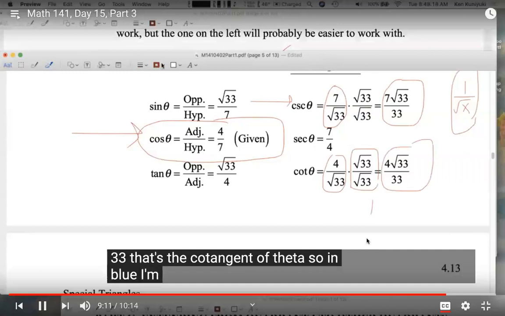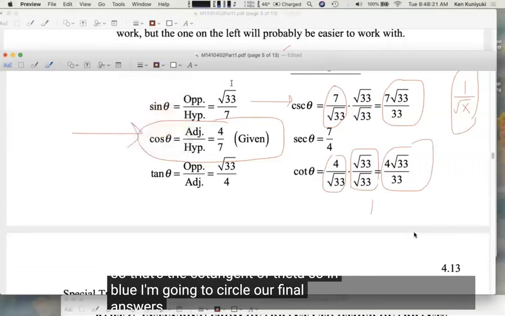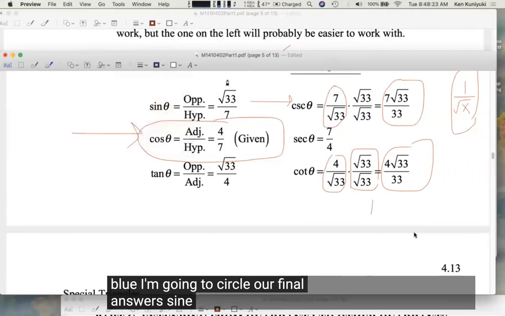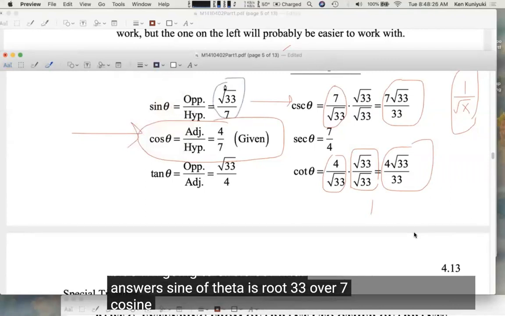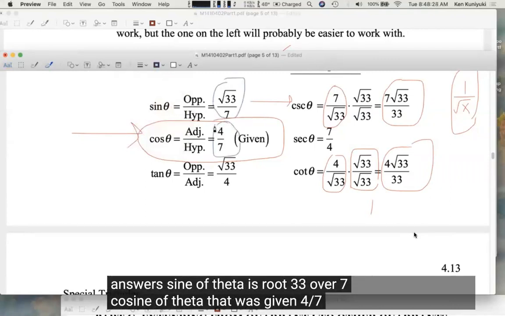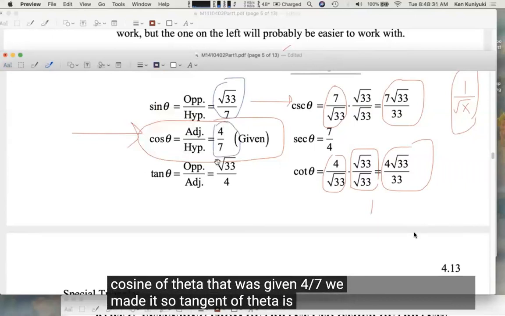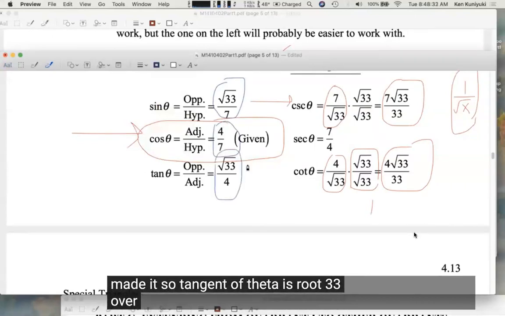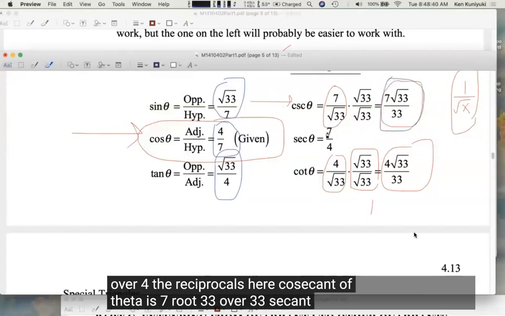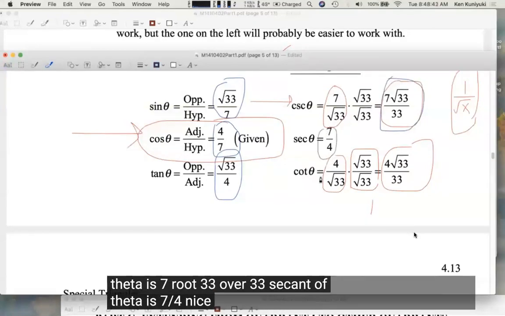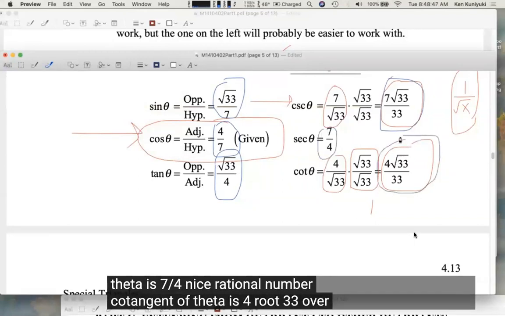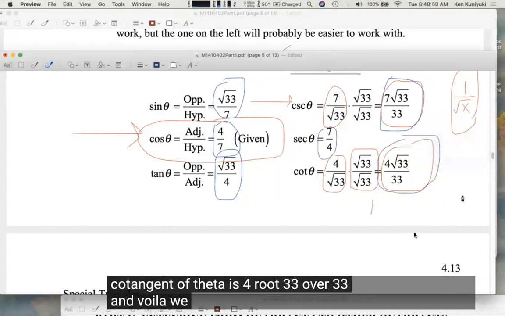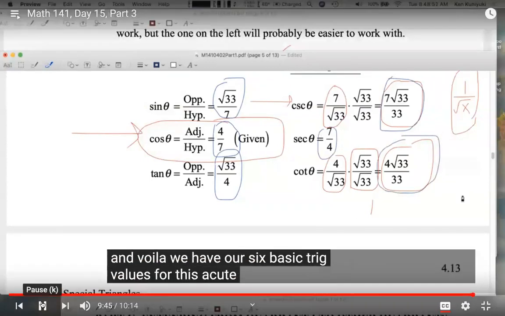So in blue, I'm going to circle our final answers. Sine of theta is root 33 over 7. Cosine of theta, that was given, 4/7. We made it so. Tangent of theta is root 33 over 4. The reciprocals here, cosecant of theta is 7 root 33 over 33. Secant of theta is 7/4. Nice rational number. Cotangent of theta is 4 root 33 over 33. And voila, we have our 6 basic trig values for this acute angle theta.